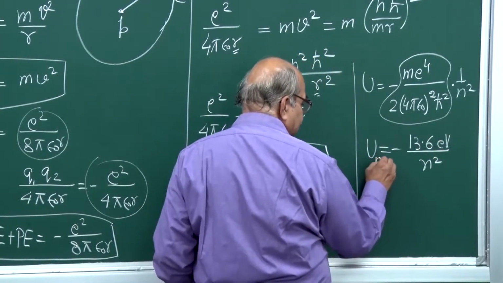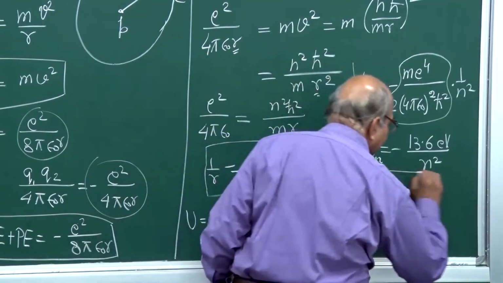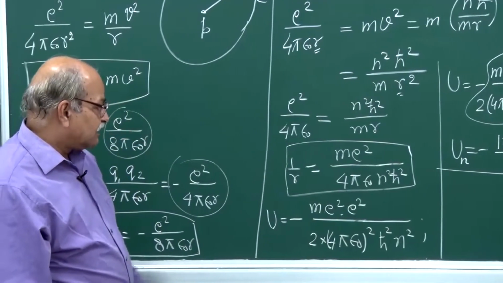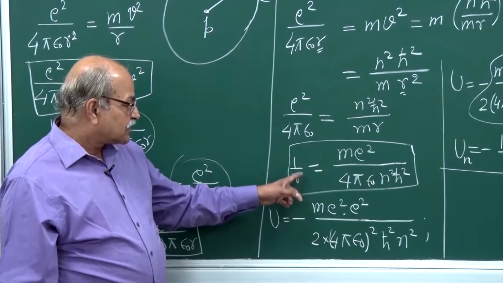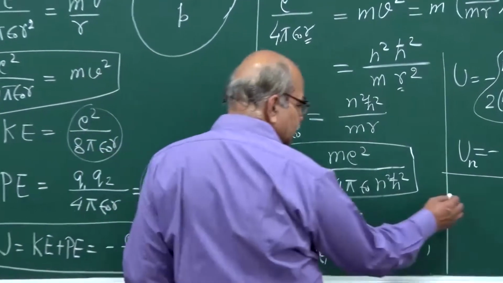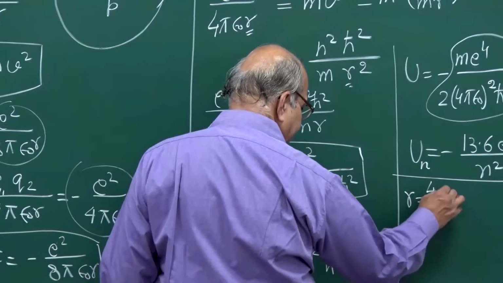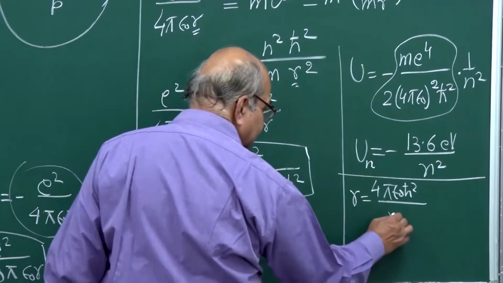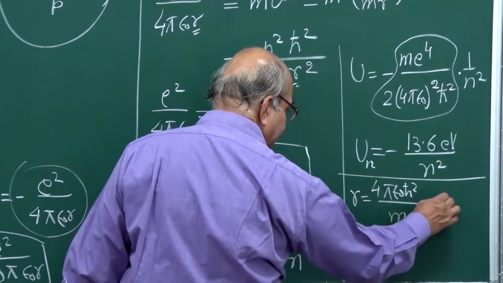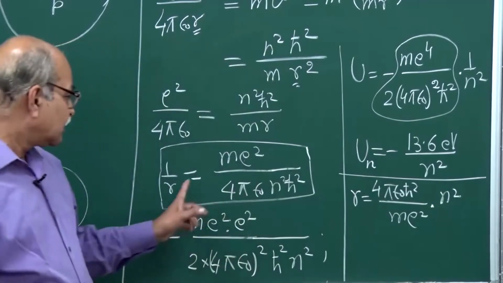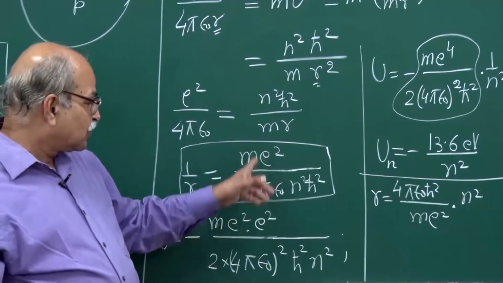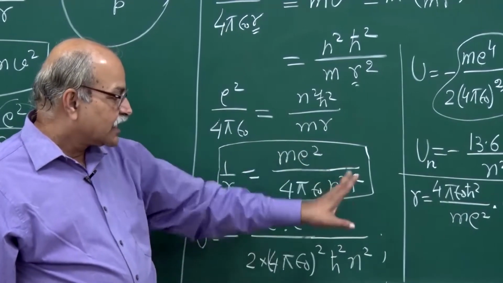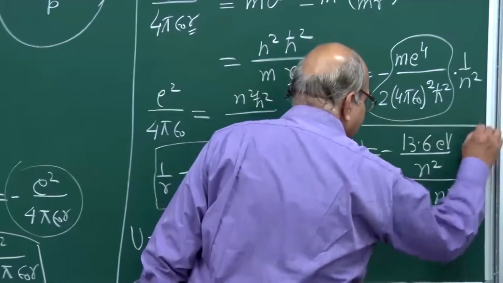So you can say this is U_n. Okay. And how does r vary? We have this 1 by r here, so you can write the expression of r also. R is 4 pi epsilon naught h cross square divided by m e square, multiplied by n square. This r you have to take reciprocal. So 4 pi epsilon naught h cross square n square over m e square. So that is r. So this is energy and this is radius.